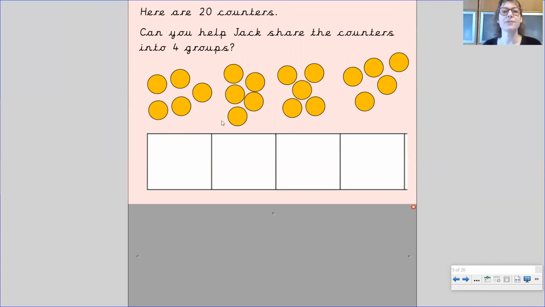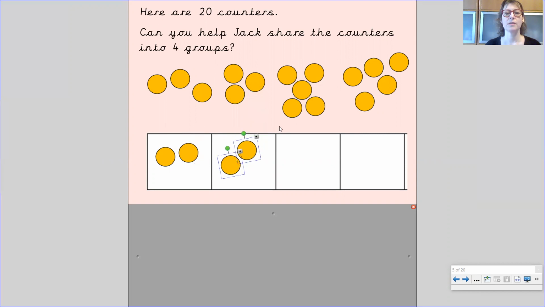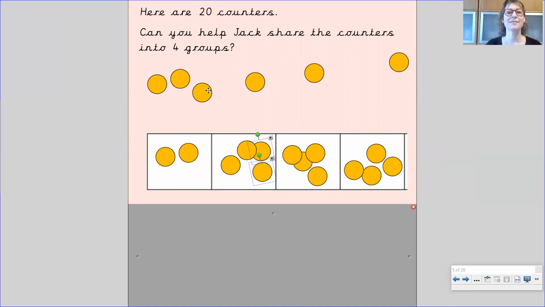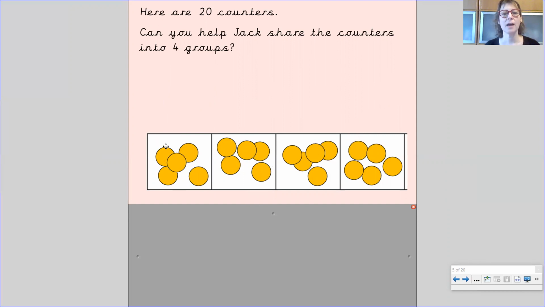So here are 20 counters and Jack is going to share these counters into 4 groups. So I'm going to try and be clever again, see if I can actually get it right. I'm going to put 2 in this group and 2 in this group and 2 in this group. Trying to get a little bit clever. 2 in this group. 2 in this group. 2 in this group. What did I do? 2 in this group. And then I can put 1 in that group, 1 in that group, 1 in that group, and 1 in that group. And hopefully I've got the same number in each group.